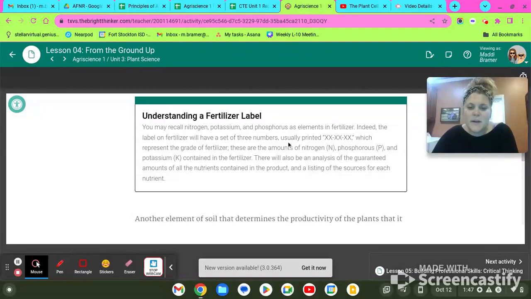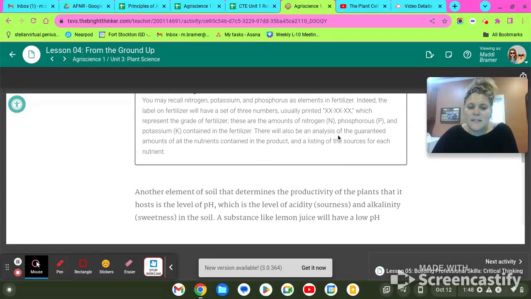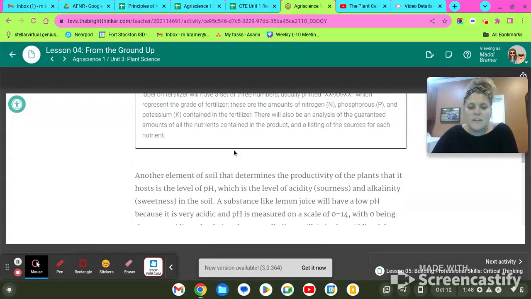So it's very important. These three are always going to be printed like this in a fertilizer label: N, nitrogen's first, phosphorus second, and then potassium is third. And that's going to list the rates of it. Okay, and they'll have an analysis of the guaranteed amounts of all nutrients that are in there.